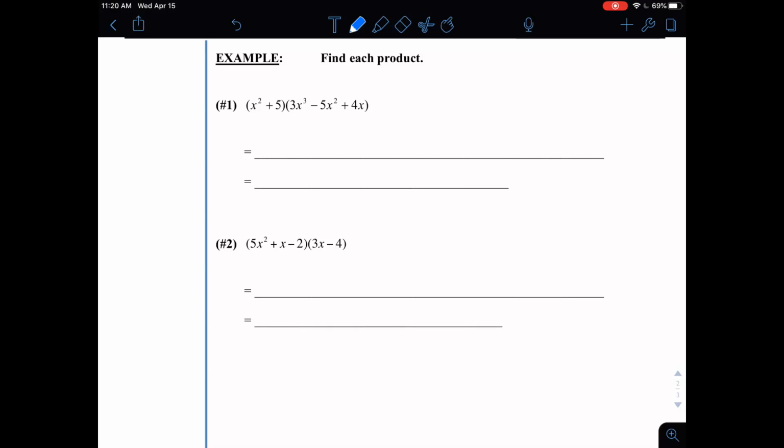So let's go one thing at a time here, make sure we see this really nicely. We're going to multiply x squared plus 5 times 3x to the third minus 5x squared plus 4x. We take the smaller polynomial, x squared plus 5. That's got two terms. We multiply x squared times 3x to the third, which is what? 3x to the fifth, because 2 plus 3 is 5. Then x squared times negative 5x squared is negative 5x to the fourth. And then x squared times 4x is plus 4x to the third.